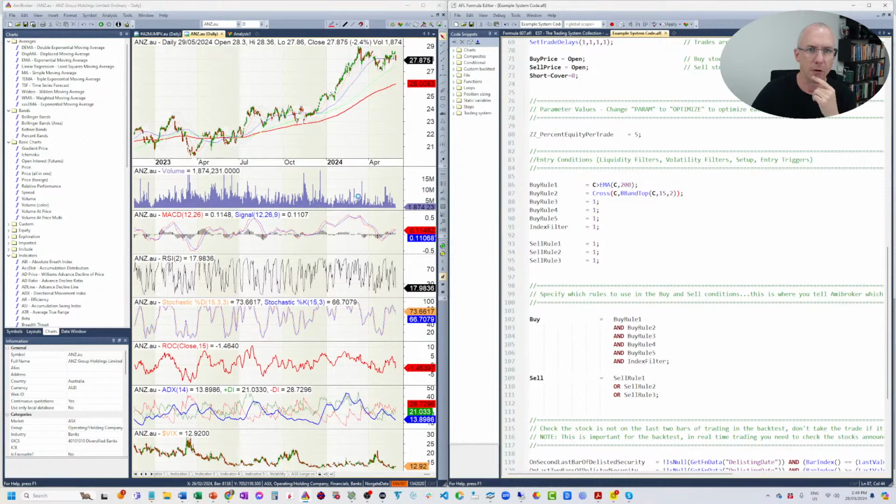Let's have a look down. Volume. Now, a lot of traders will say, okay, I want to trade a stock that trades more than a certain number of shares per day.